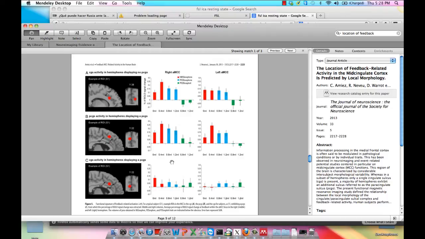But in the same person, if you place the ROI in the cingulate sulcus, so we take somebody who has a paracingulate sulcus, but extract data from an ROI in the cingulate sulcus, a lot of those effects look a lot different.